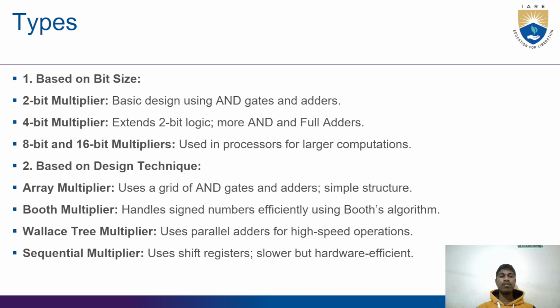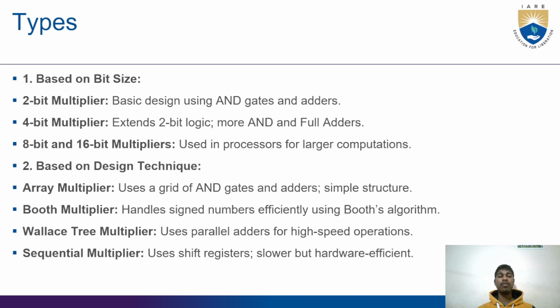Types. Based on the bit size, we have two types: one is dependent on the bit size, and the other is on design techniques. On the bit size, we have 2-bit, 4-bit, 8-bit and 16-bit. In 2-bit, the design uses AND gates and adders. 4-bit is an extension of the 2-bit logic with more full adders. 8-bit and 16-bit multipliers are used in processors for larger computation.